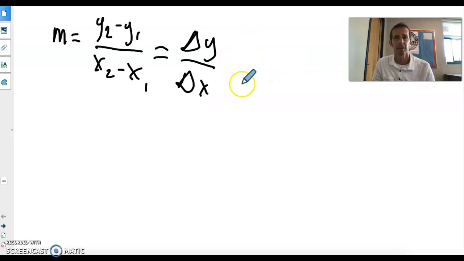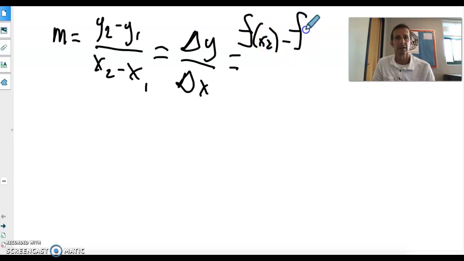So we're going to do the same thing, but in our graph, we're going to use function notation. So if I wanted to use function notation, I would say f of x2 minus f of x1 over x2 minus x1.